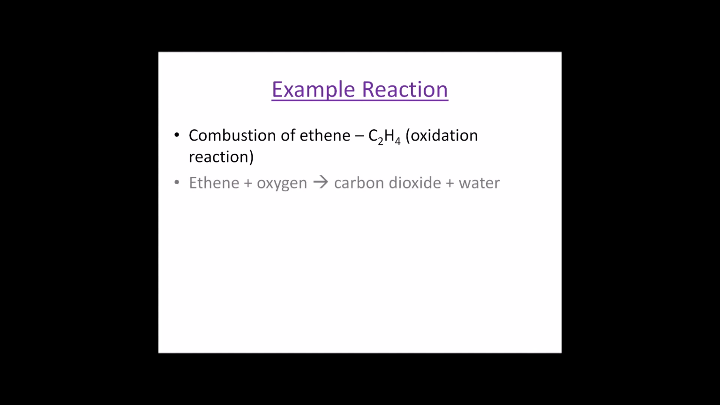So let's have a look at an example reaction. The combustion of ethene, which has a chemical formula of C2H4. It's an oxidation reaction, so we're going to be reacting with oxygen. And the word equation is ethene plus oxygen makes carbon dioxide plus water. And I'm sure you can now turn that into a simple equation, so put the video on pause, give yourself a little practice putting that into a simple equation.